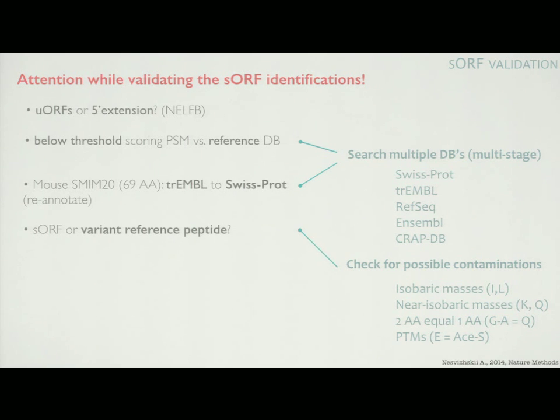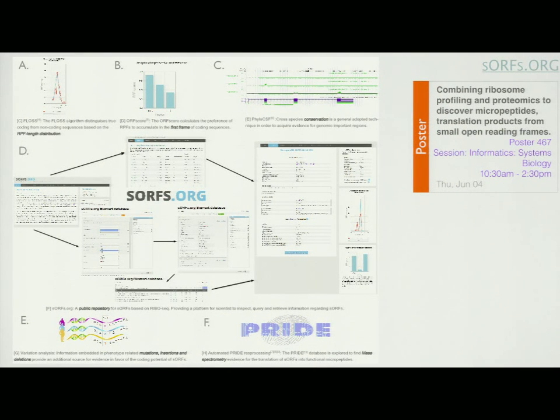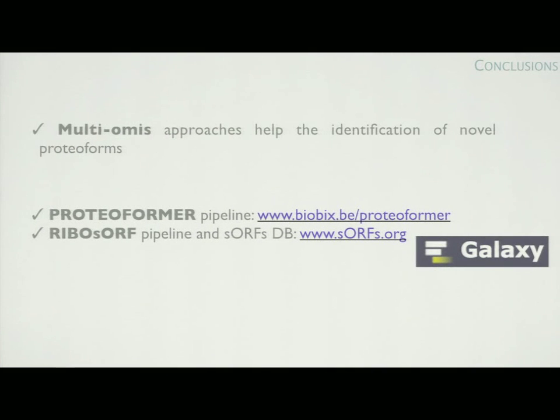Some of these guidelines were described, since it's also a proteogenomics approach, in a very nice review by Nesvizhskii quite recently. And we are in the middle of automating these different validation steps. All this small open reading frame work will be presented in a poster on Thursday by one of our PhD students. It holds all the information, all the metrics, all the PRIDE ReShakes, also phenotypic mutations co-locating with these open reading frames. To conclude, multi-omics really helps to identify novel proteoforms, and we devised two different pipelines and a database to enable users to make full use of that.